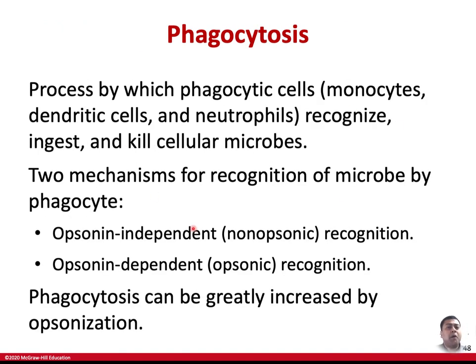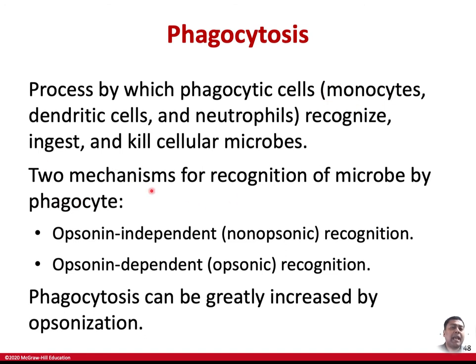So the next part that we are looking at is the mechanism of phagocytosis, which is the process by which monocytes, dendritic cells, and neutrophils recognize, ingest, and kill cellular microbes. And again, remember that monocytes do not directly engulf or phagocytose. Once the monocytes differentiate into macrophages, they are responsible for phagocytosis.